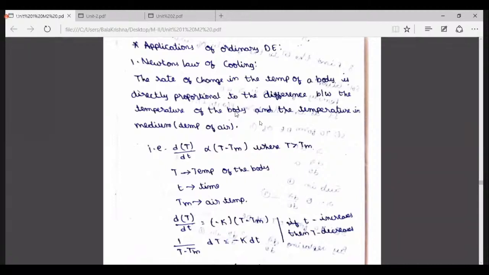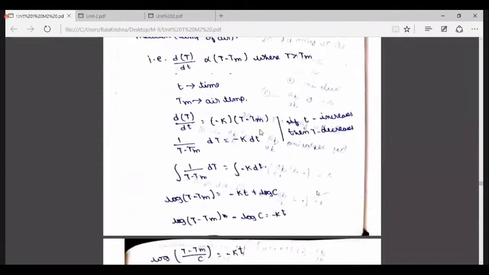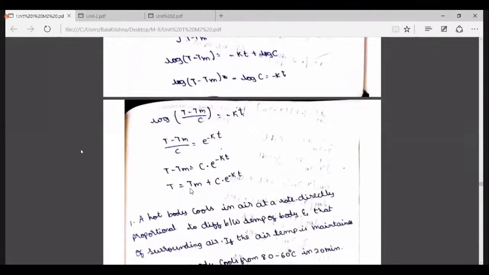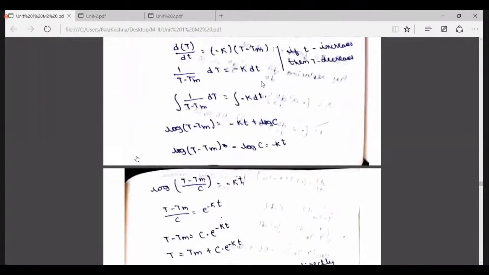So if you solve this differential equation with respect to the independent variable small t, time, and the dependent variable capital T, temperature, by the variable separable method, you will get an equation like this. Already you know that one. T is equal to Tm plus C into e power minus kt. You need to remember this one. In textbooks you may have theta is equal to theta naught plus C into e power minus kt. Just the notations are changed here, that's all. So you need to remember this equation, otherwise you have to solve this one.